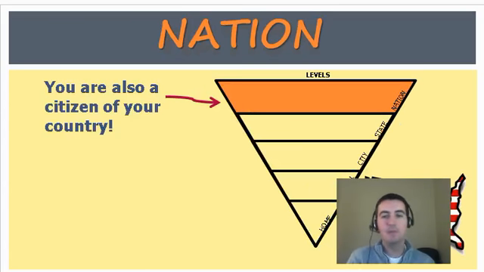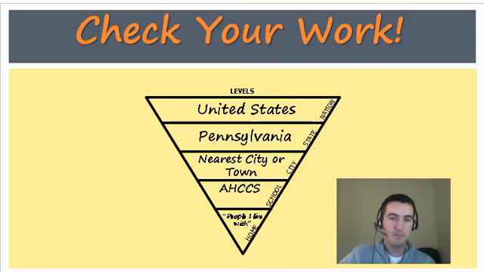And the top level is the nation, the United States. You're also a citizen of your country. So let's look at all of those places. You're a citizen of your home. It's the people you live with. You're a citizen of your school, HCCS. You're a citizen of the nearest city or town that you live in. You're all citizens of Pennsylvania. And if you have U.S. citizenship, you're a citizen of the United States.